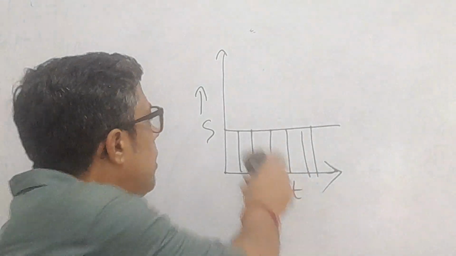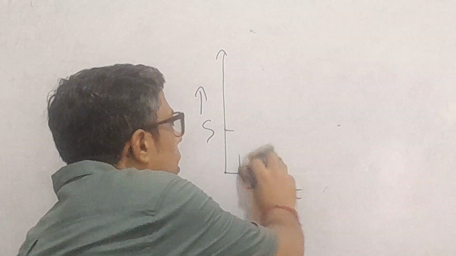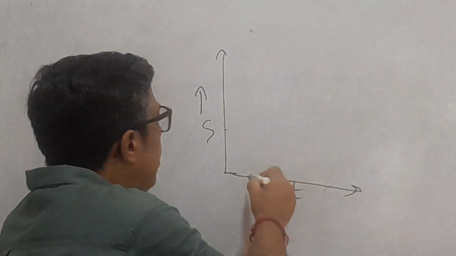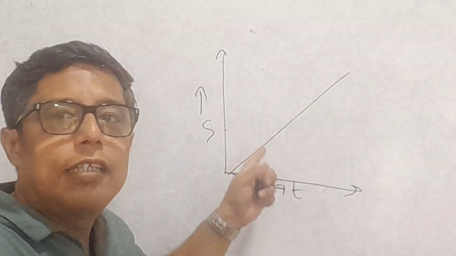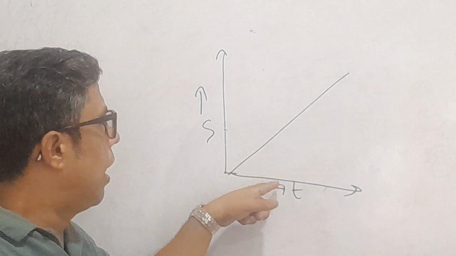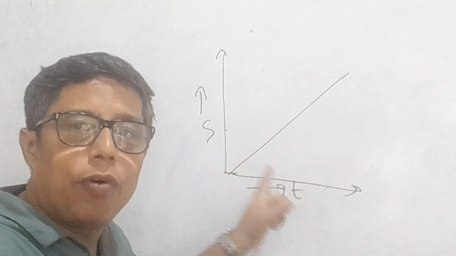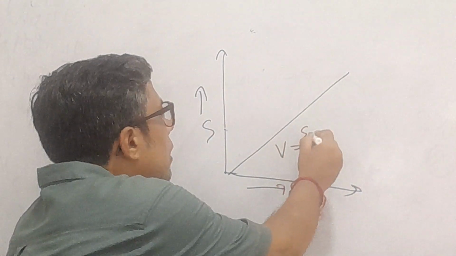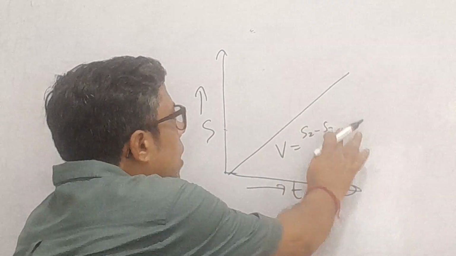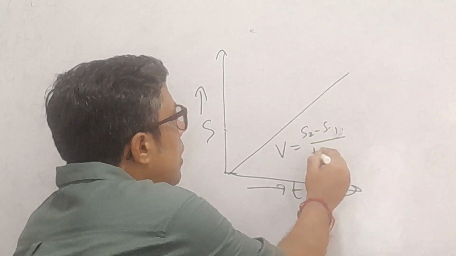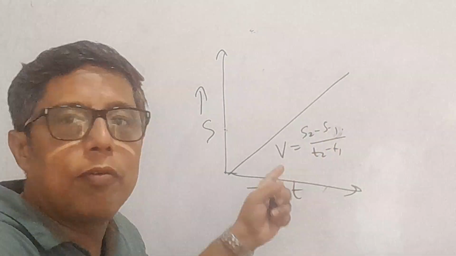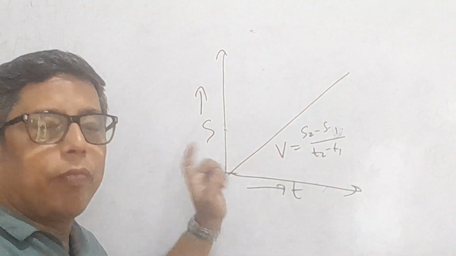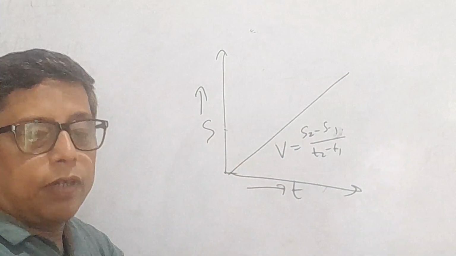Next is an object having uniform velocity. If the ST graph is a straight line, it represents uniform velocity, right? Velocity v is the change in displacement by change in time. So this straight line represents uniform velocity for the ST graph.